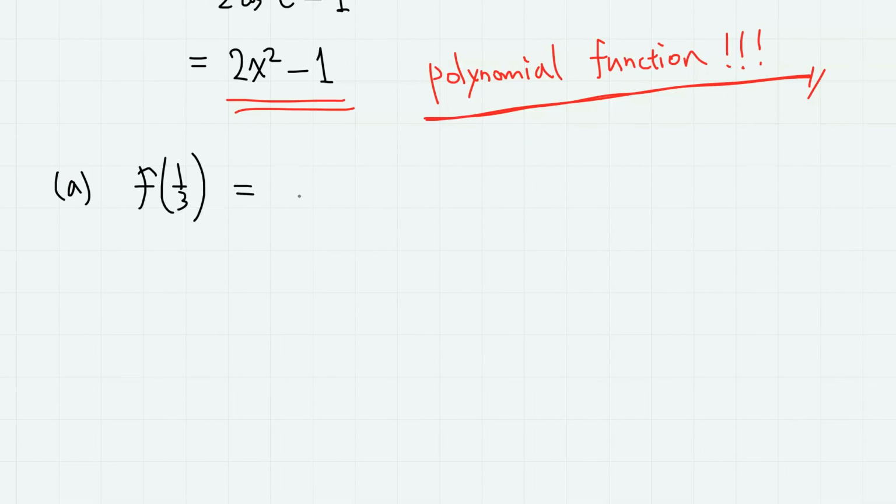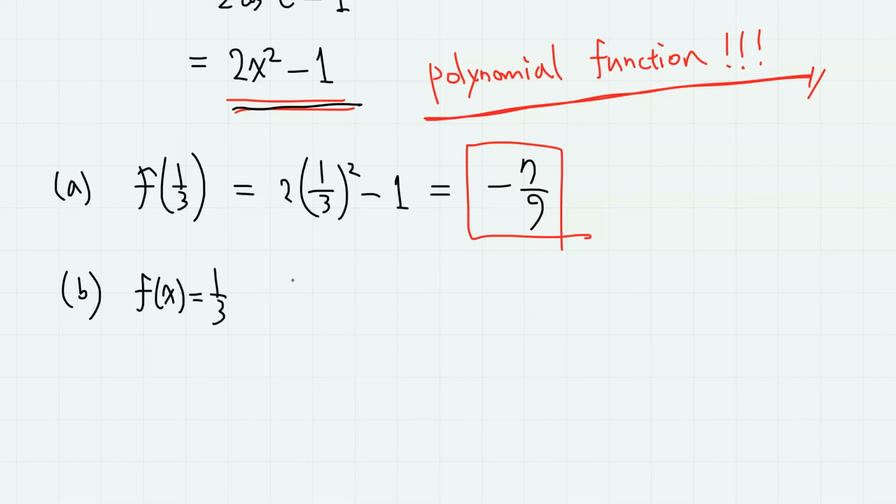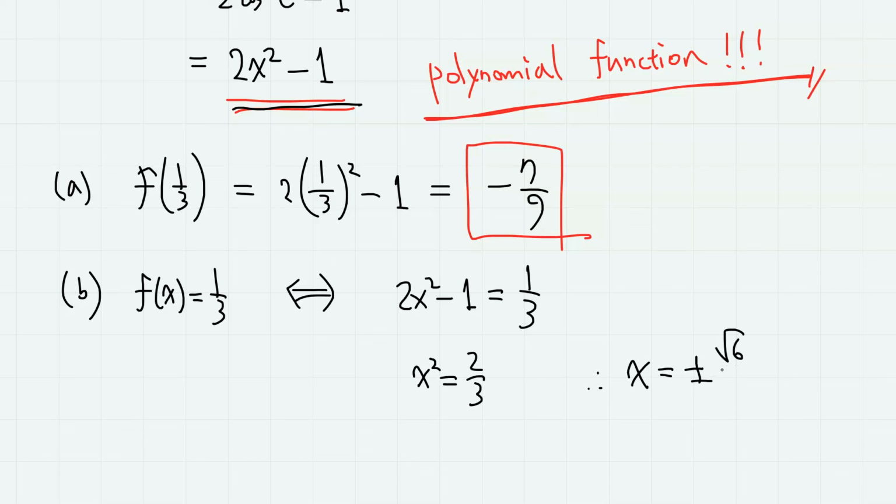So for the value of f(1/3), we use this function and have 2 times (1/3) squared minus 1, which is minus 7/9. And for problem B, we simply have 2x squared minus 1 equals 1/3. So we have x squared equals 2/3, and therefore x equals plus minus square root of 6 over 3.